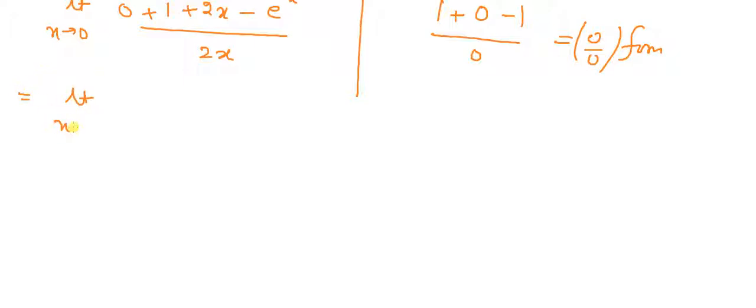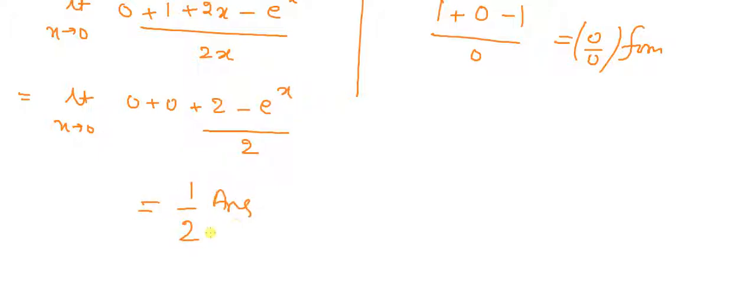You'll see again 0 plus 0 plus 2 minus e to the power x, whole divided by 2. So this is our exact value that we've got. Now you can put x tends to 0 here. It would be e to the power 0, that will be 1. 2 minus 1 is 1. Answer is half. I hope you've understood this question.